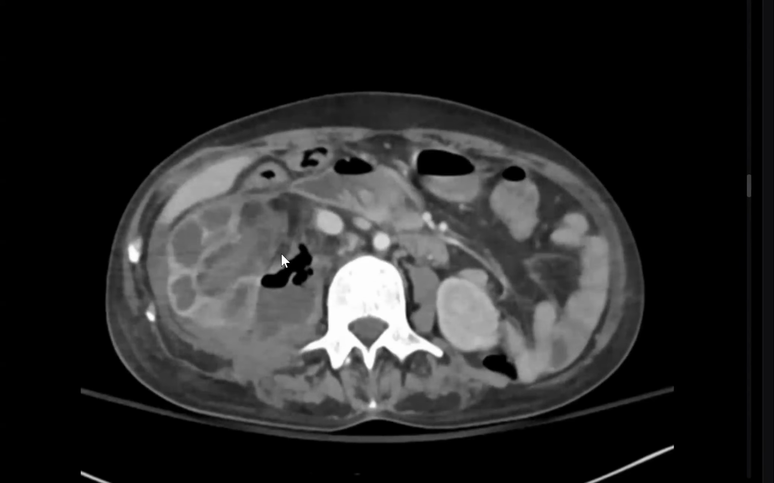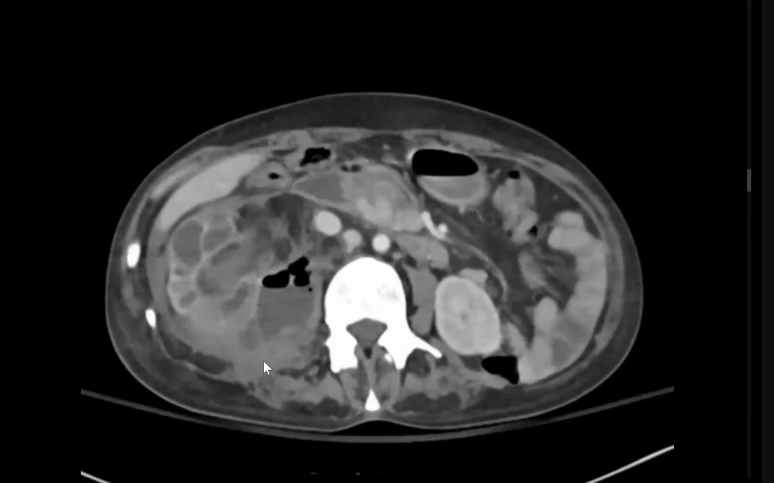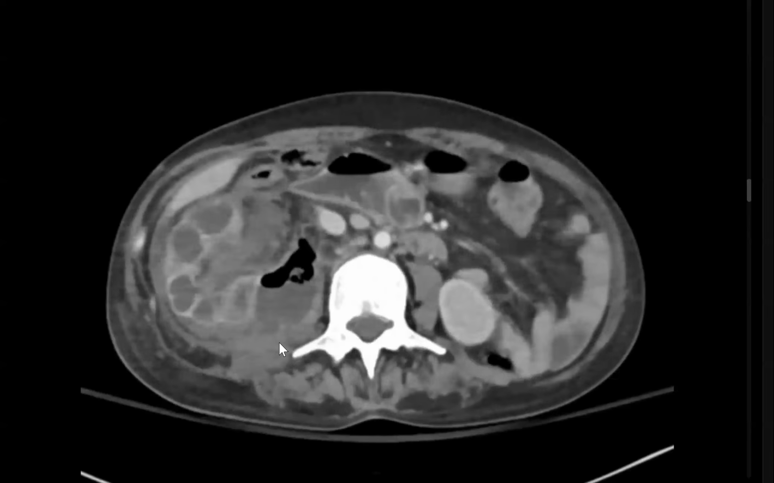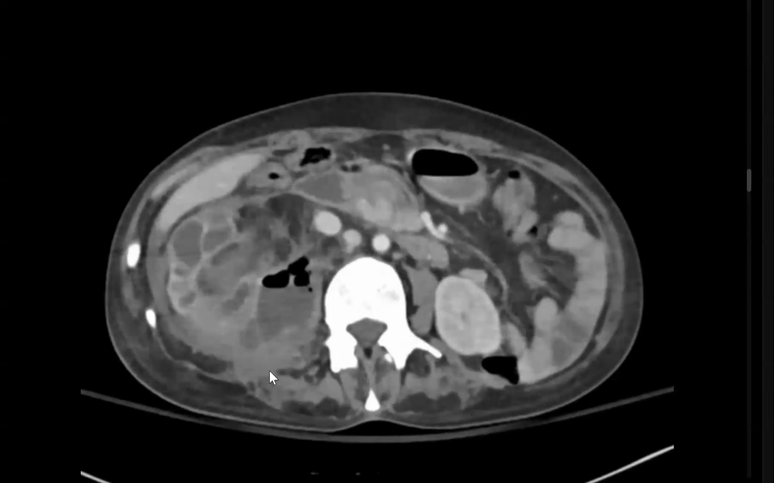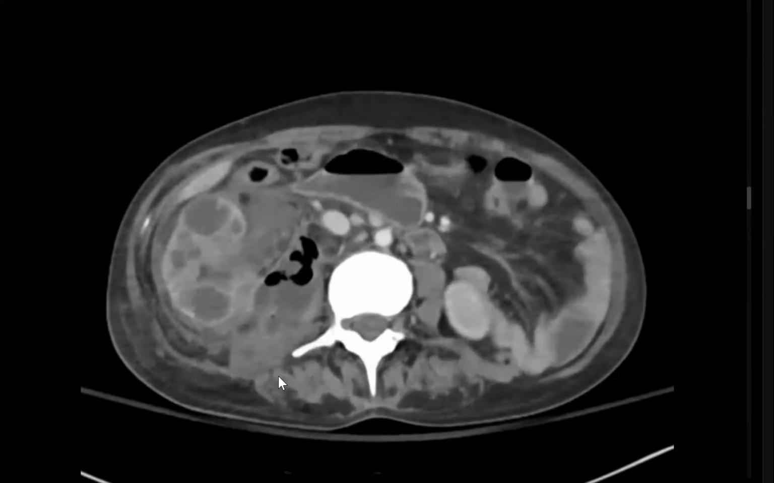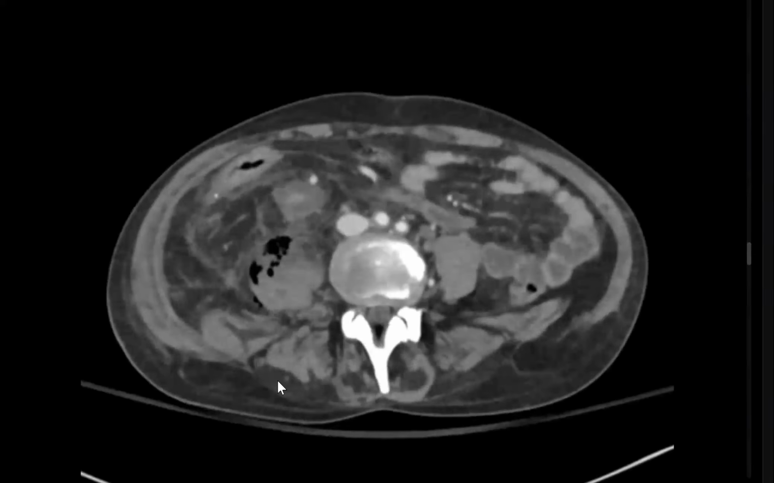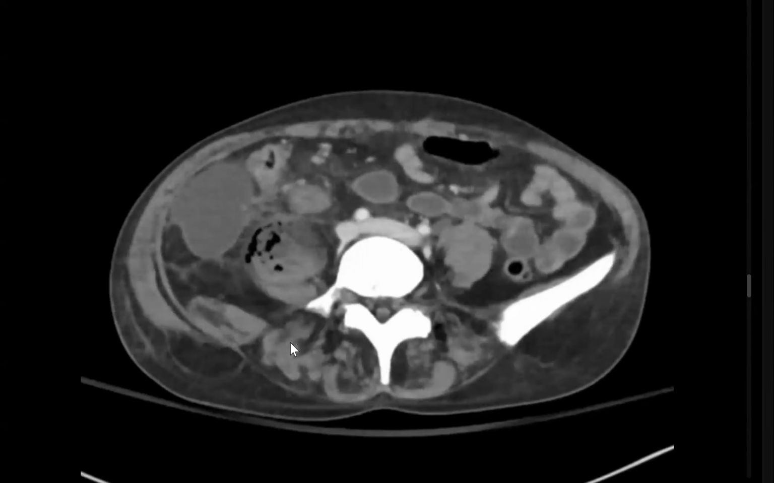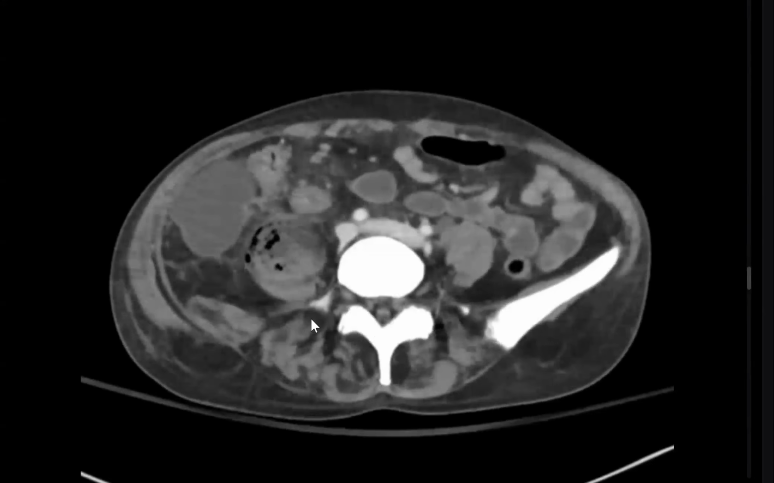Yes, it's a fluid collection, and there's surrounding fat stranding. Good. And this collection is extending into the posterior pararenal space, and also it's extending to... I'm trying to delineate the right psoas also, to see if there's extension to the right psoas.